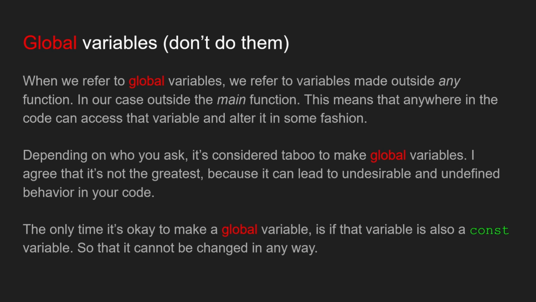The only time it's okay to make a global variable is if that variable is also a const variable, because then even though it's global, it cannot be changed and affect other parts of the code that you're not aware of, especially if your code gets very large and there are lots of lines that you can't keep track of, and you're on a team and that team also doesn't know everywhere that it's used. They're not going to keep track of that.